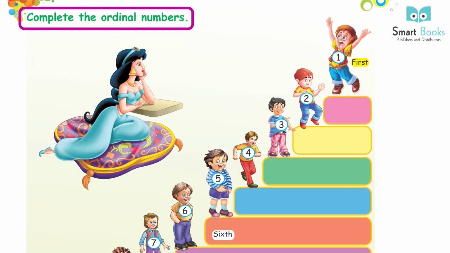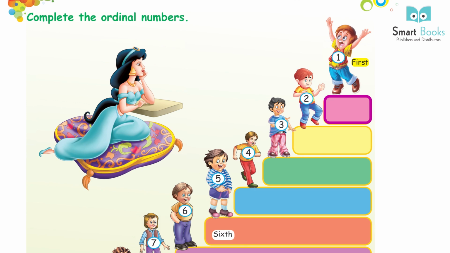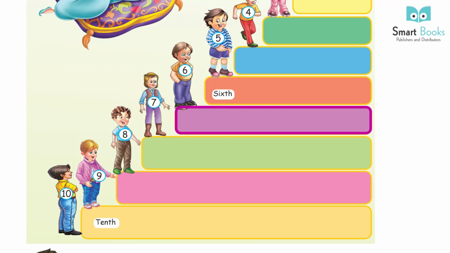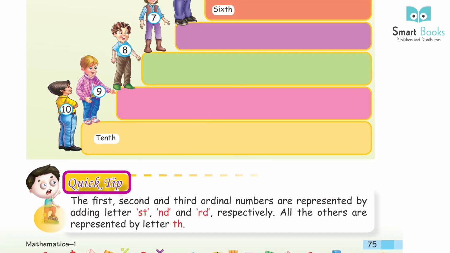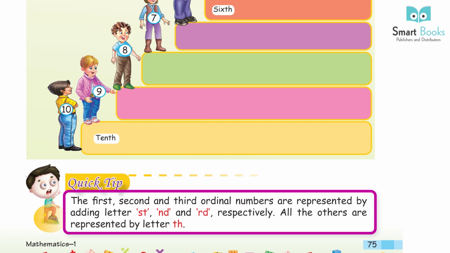Complete the ordinal number: first, second, third, fourth, fifth, sixth, seventh, eighth, ninth, 10th. Quick tip: the first, second and third ordinal numbers are represented by adding the letters ST, ND and RD respectively. All the others are represented by the letters TH.